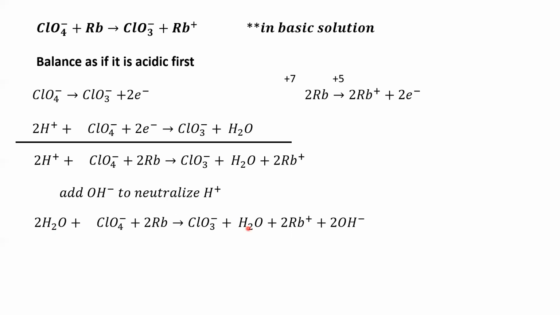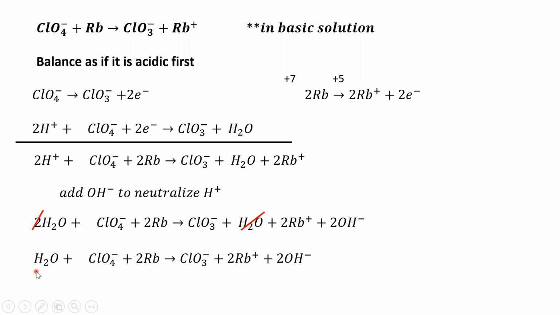Okay, when we write net equations, you can't have the same thing on both sides of the arrow. So this 1 water will cancel out with 1 of the 2 waters here, and we're going to be left with 1 water. Now, look at the reaction the way it's written now. There's no hydrogen ions in here anymore. That's what made it acidic up here. And there's hydroxide, which tells us it's a basic solution. So if it tells us in the question that we're looking at a basic solution, we're going to balance it as if it's acidic, and then we're just going to fix it at the end to make it basic.